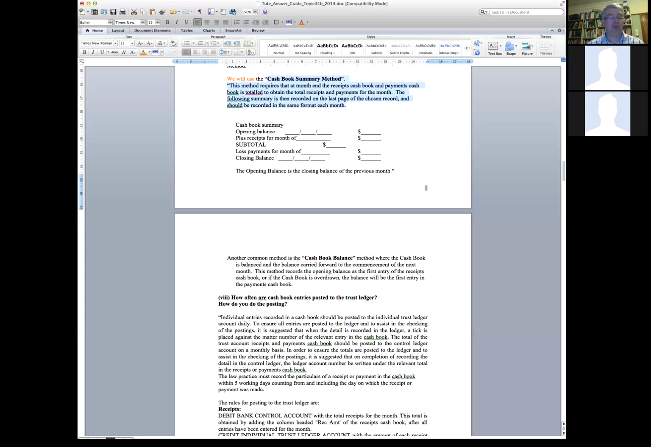So all the examples you see in the problems you've got from me, and also all of the examples that you'll see in the manual that the Law Society produces, use this cash book summary method.